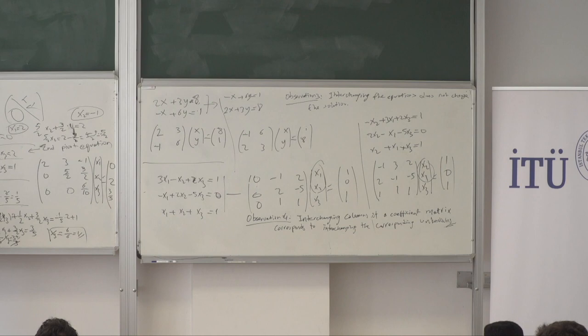But why we interchange columns is something we will bring up later on. It will be useful afterwards. So changing the rows is a necessary part of the Gaussian elimination method. Any other question?